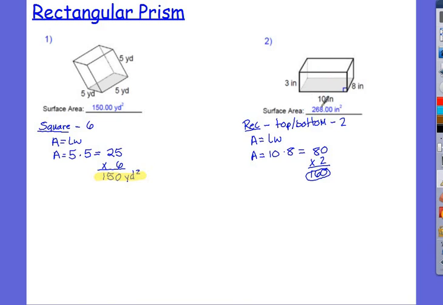I still have 4 other sides to find. So I'm finding another rectangle. Which rectangle do you want to find? Sides. All right, sides can come next. And how many sides am I going to have? 2.